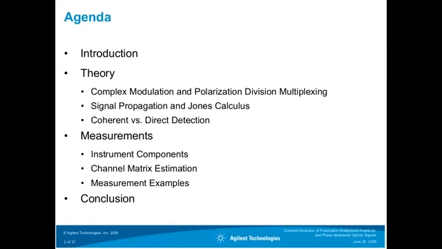And after that, I'll give you a short introduction on coherent versus direct detection, how this affects the signals you can receive, and how this affects the measurement hardware. Then I will show how the instrument to measure these signals could look like. We have just recently, at OFC, introduced an instrument that can do this. I will then switch over to an important algorithm that is needed to decode these signals, which is called channel matrix estimation. I will then show a few measurement examples, and finally end up with a short conclusion.